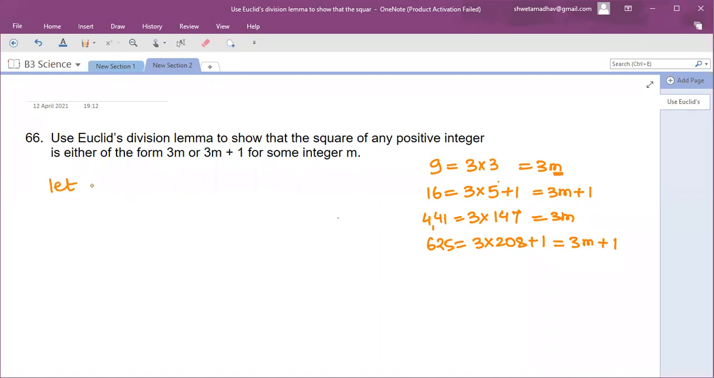Let a be any positive integer, divided by 3, because we have to show it in the form of 3.